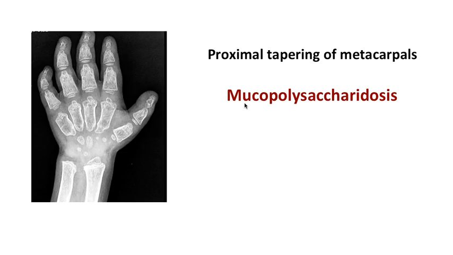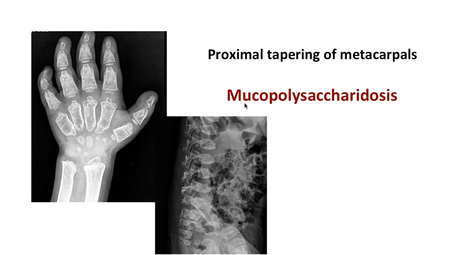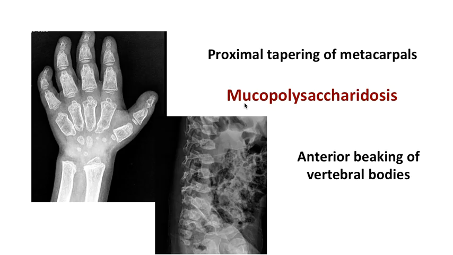The other classical feature of MPS is seen in the spine. Can you appreciate? This is the anterior beaking of the vertebral bodies. So these are the two classical features seen in mucopolysaccharidosis. Okay, now let's see another classical x-ray.